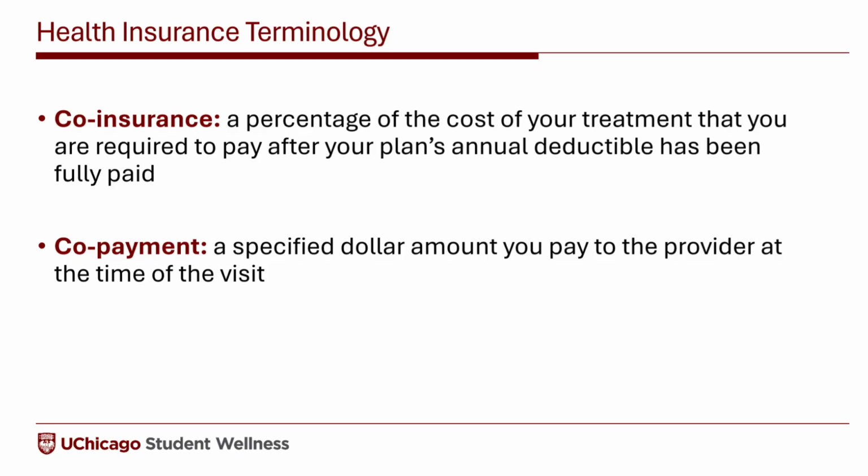Co-insurance is a percentage of the cost of your treatment that you are required to pay after your plan's annual deductible has been fully paid. A co-pay is a fixed amount that you are required to pay up front for certain services, and then the insurance will cover the remainder subject to the level of co-insurance. For example, a doctor visit might have a $20 co-pay at the time of your appointment.